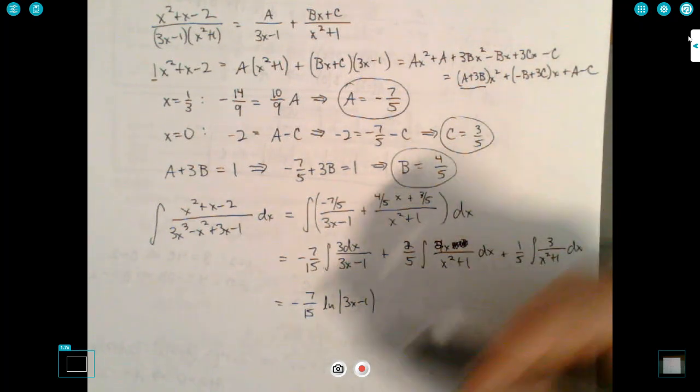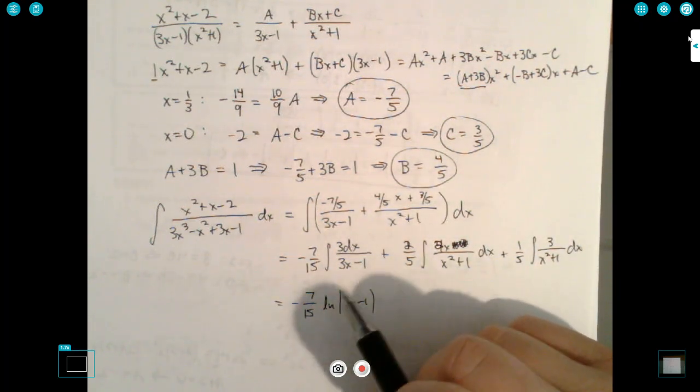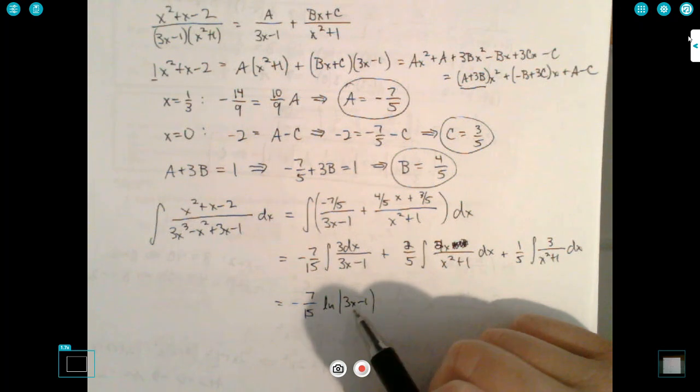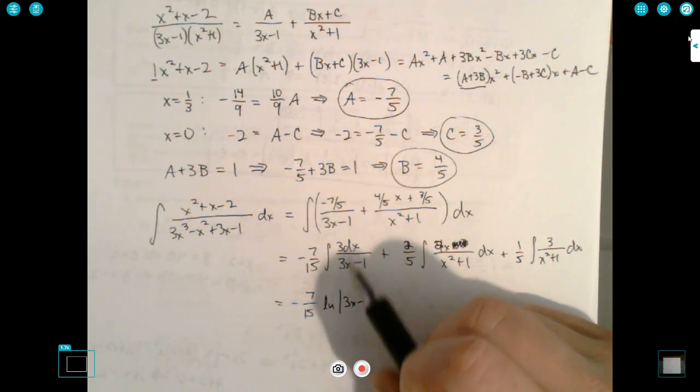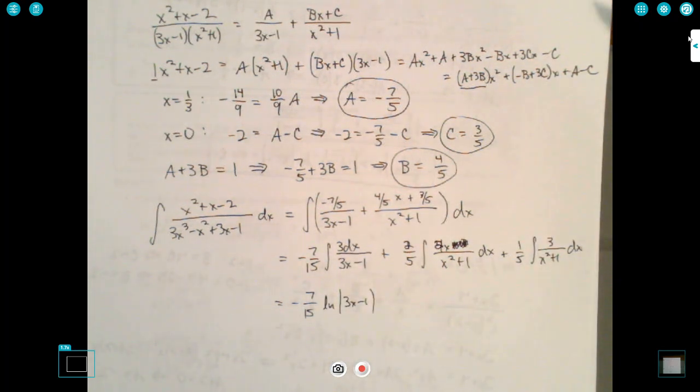Next one's going to be, just to be sure, right? This would give me 1 over 3x minus 1 times 3, right? So I think that works out.